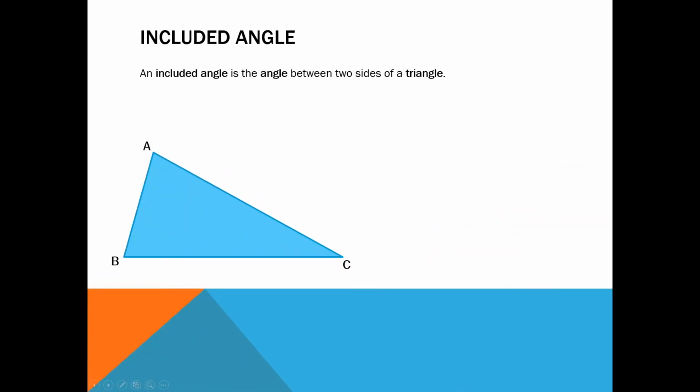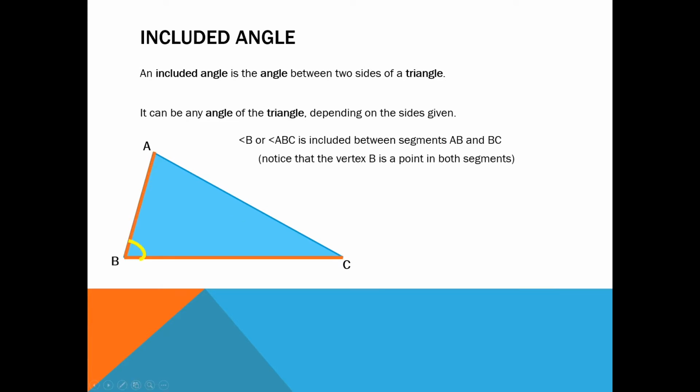An included angle is the angle between two sides of a triangle. It can be any angle of the triangle depending on the sides that are given. So if we look at what is drawn, we would say that angle B, or angle ABC, because they are the same thing, is included between segments AB and BC. Notice that the vertex B is a point in both of the segments.